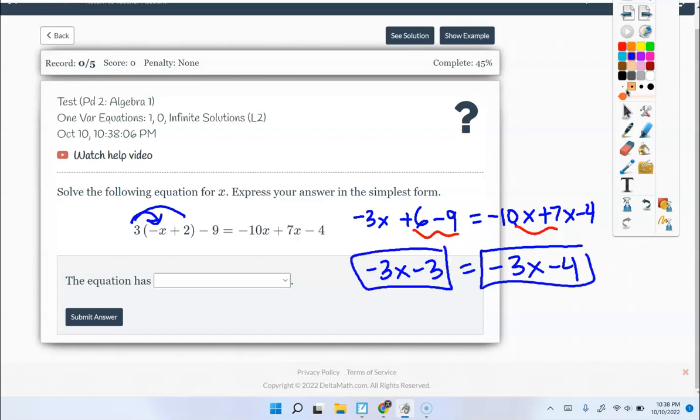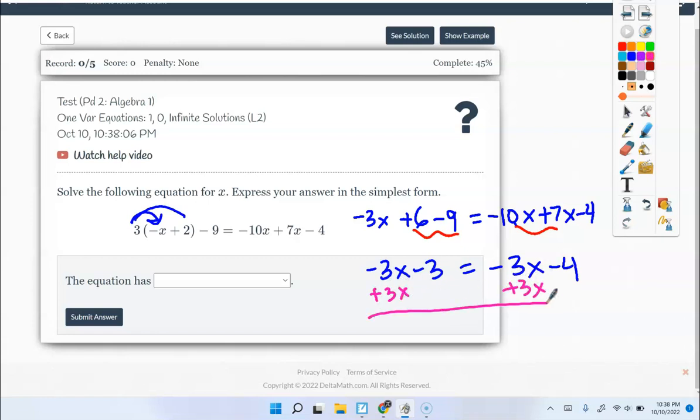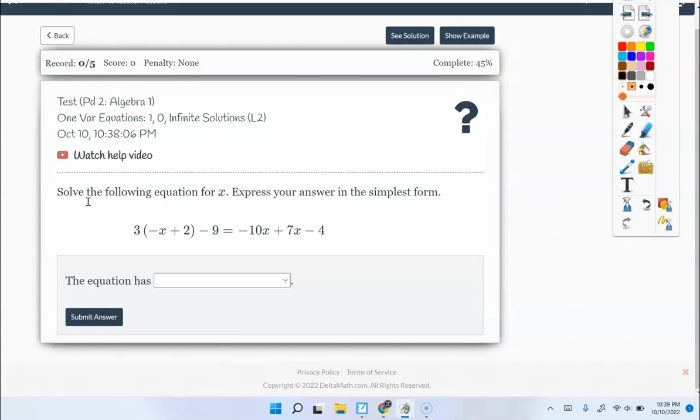Do you see it? I mean, we can keep going, but if you're paying attention, then you'll notice you have matching x values. And when you have matching x values and different constants, you have no solution. But just in case you were wondering, we can prove it here by adding 3x to both sides and seeing that this statement is not true. -3 can never be equal to -4. So this has no solutions.